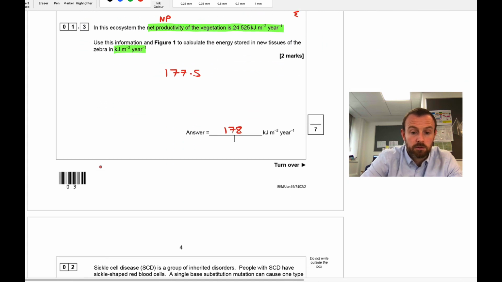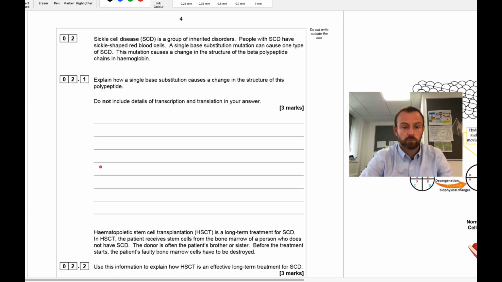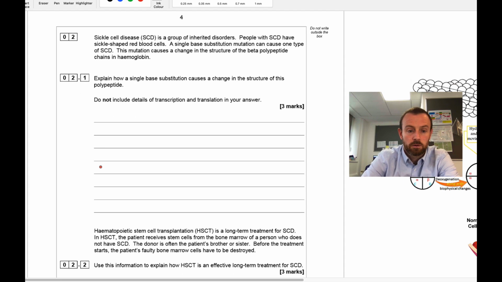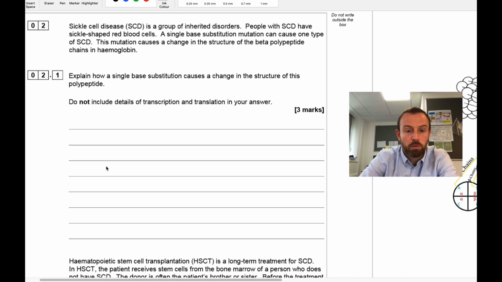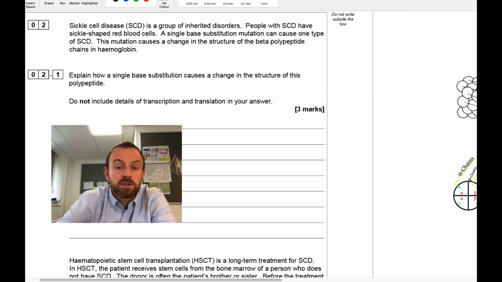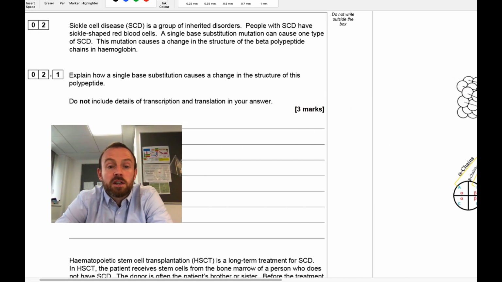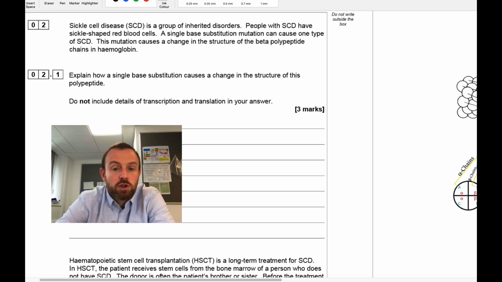Okay, let's keep going. Question 1 done. Okay, this question, sickle cell disease. Sickle cell disease is a group of inherited disorders. People with sickle cell disease have sickle-shaped red blood cells, a single base substitution mutation.